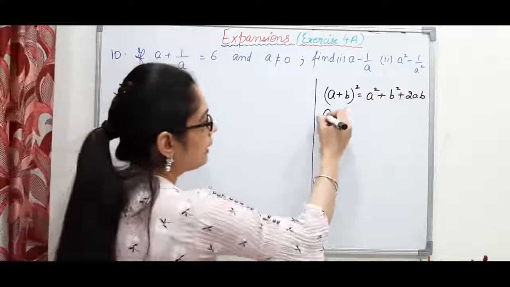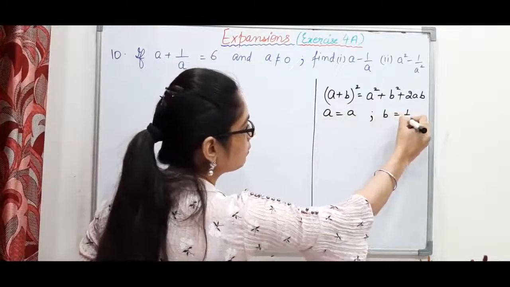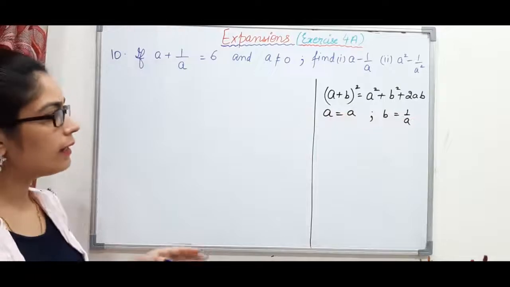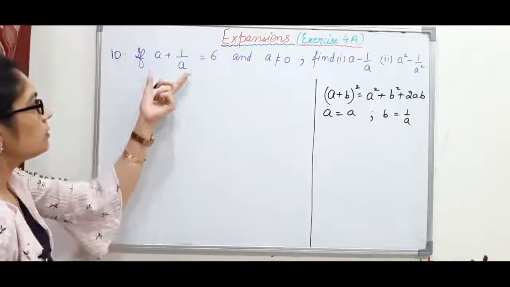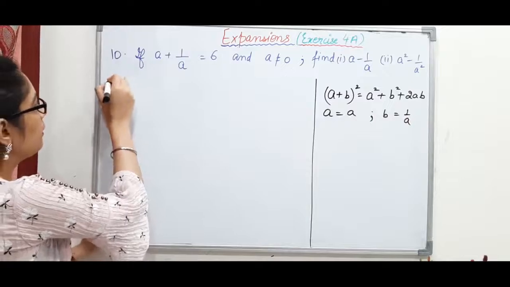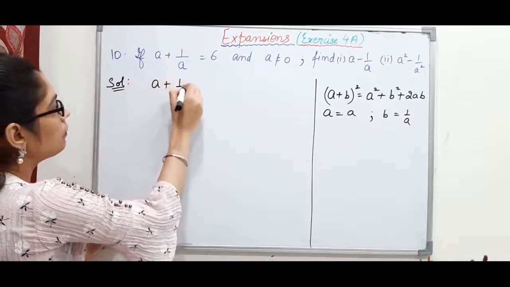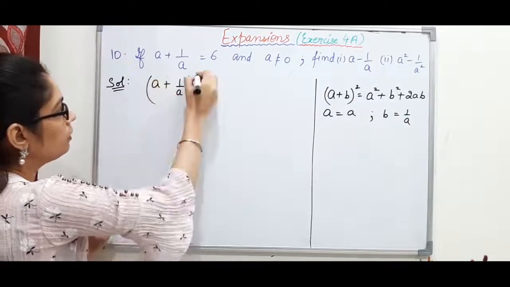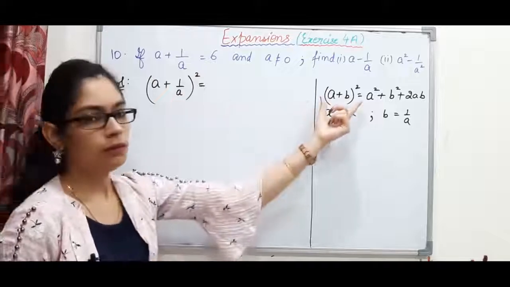Now here my a is a and b is 1 by a. So accordingly I have to substitute the values in this expansion. This is given from here itself. I will start with (a plus 1 by a) whole square. I have written (a plus b) whole square in this form.